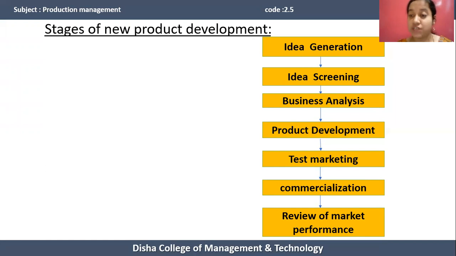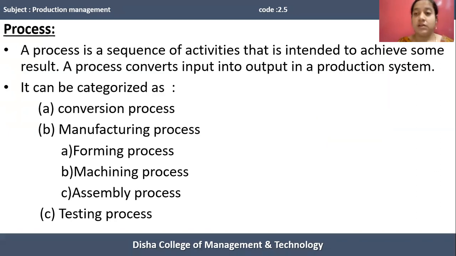And last one is the review of market performance, whether the product has demand in the market or not. The manufacturer tries to analyze this. Next one is the process. So process, we can say it is a sequence of activity that is intended to achieve some result. Process is a sequence of activity, means whatever activity is required for producing a particular product can be arranged sequentially, that is known as process.